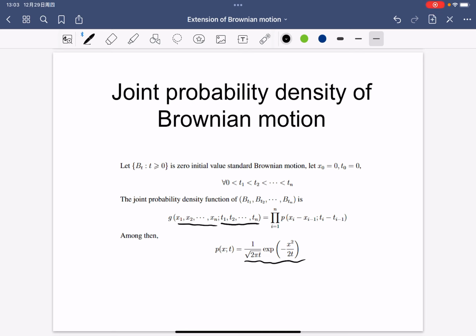Given the initial condition B0 equal to x0, for any t greater than 0, the probability that the position of Brownian motion at time t is higher or lower than the initial position is also 1/2, which shows the symmetry of Brownian motion.